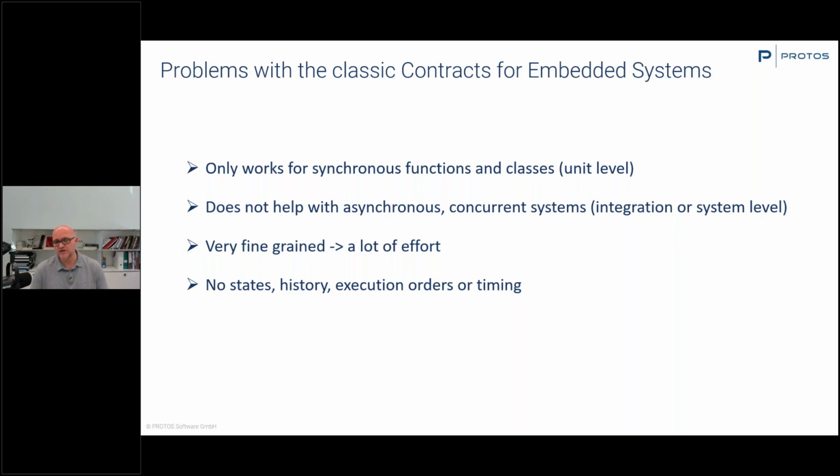So imagine you have a huge project. You might put a lot of effort into many contracts. So probably that's not the most efficient way to handle this kind of approach. And another problem is that the classic contracts do not have states, they do not have history, they do not have a possibility to check execution orders or timing, so things that are really highly relevant for concurrent asynchronous embedded systems. Asynchronous systems are really hard to test with contracts.